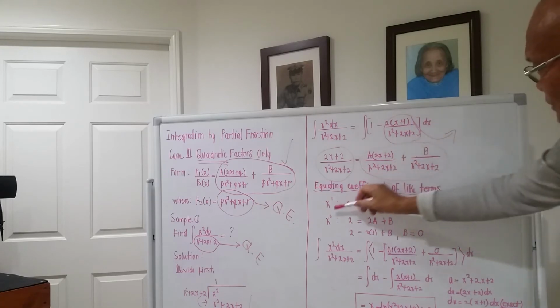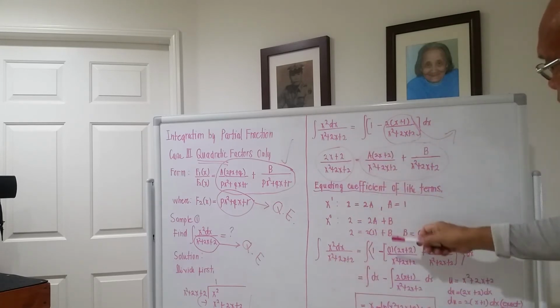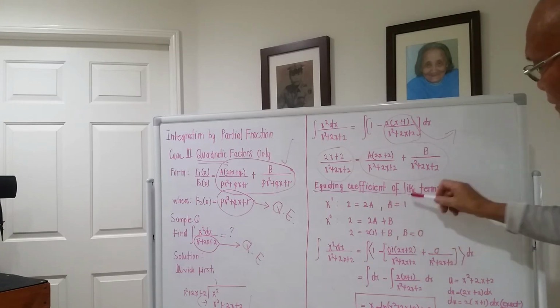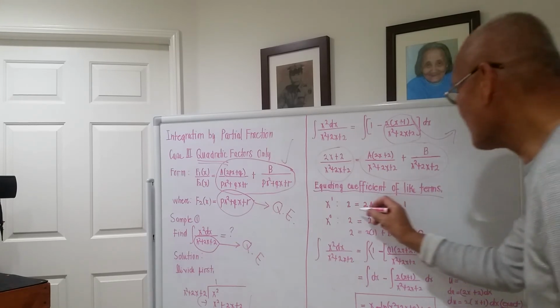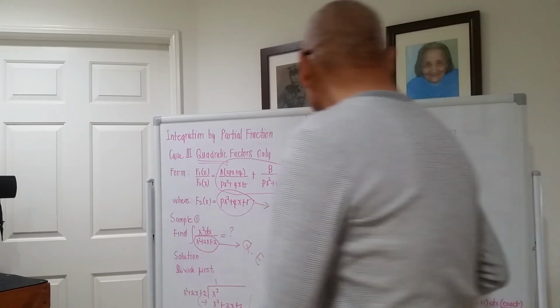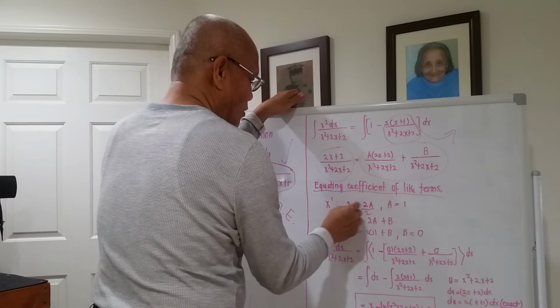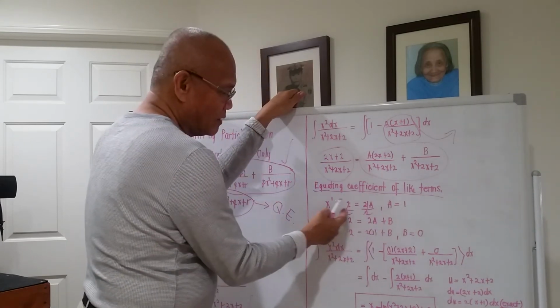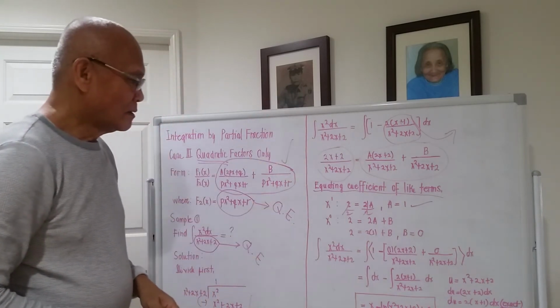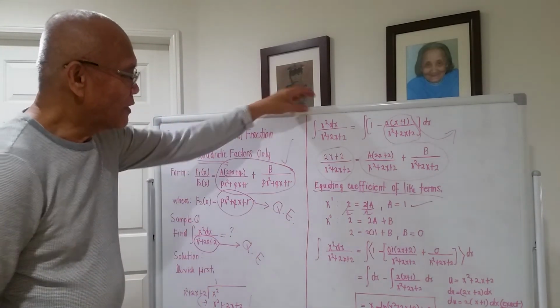So for x to the first, the formulated equation will be 2 equal to 2A. So therefore A equals 1. Divide both sides of the equation by 2, right? This will cancel out. This 2 over 2 is 1. Therefore A will be 1.